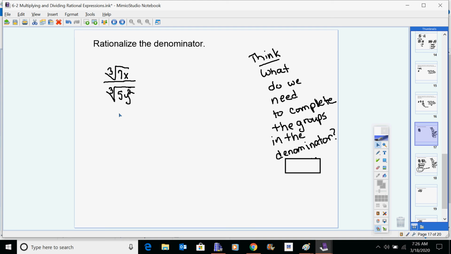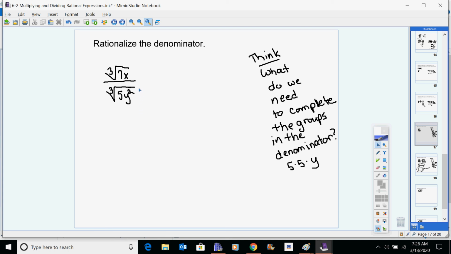Same thing works for the cube roots. We're going to rationalize the denominator. That's the word in math that we use to mean so that you don't have any radicals in the denominator. So you're looking for what else we need in order to complete groups of 3 in here. So we have 1 5. That means we need 2 more 5s to make a group of 3. We have 2 y's. That means we need 1 more y in order to make a group of 3.